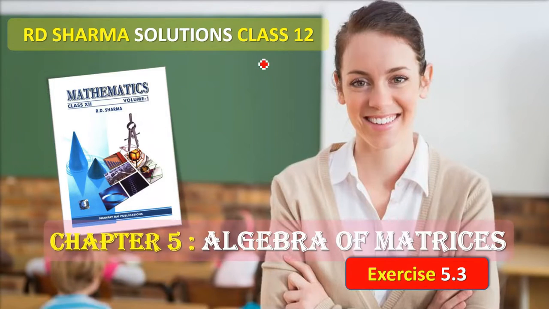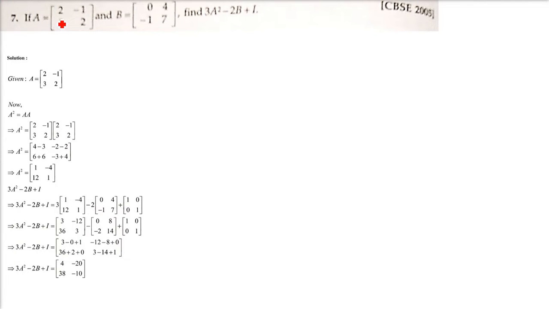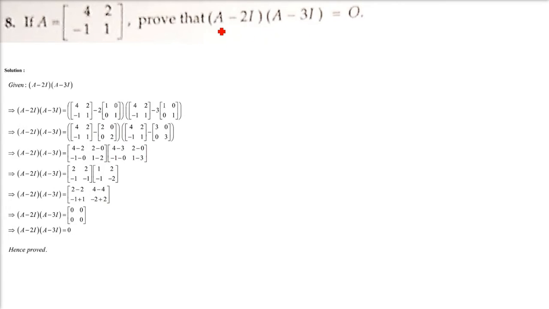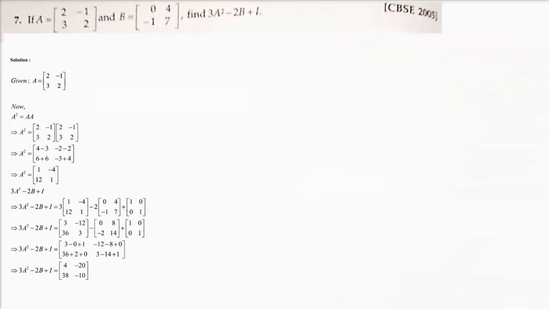This is R.D. Sharma Solution Class 12, Chapter number 5, Algebra of Matrices, Exercise 5.3. There are certain questions we are going to do here. There are repetitions, so we'll do few of them. This is a question where we have to use the A and B matrices in an equation. Similarly here also, if you multiply these two, there will be an equation.